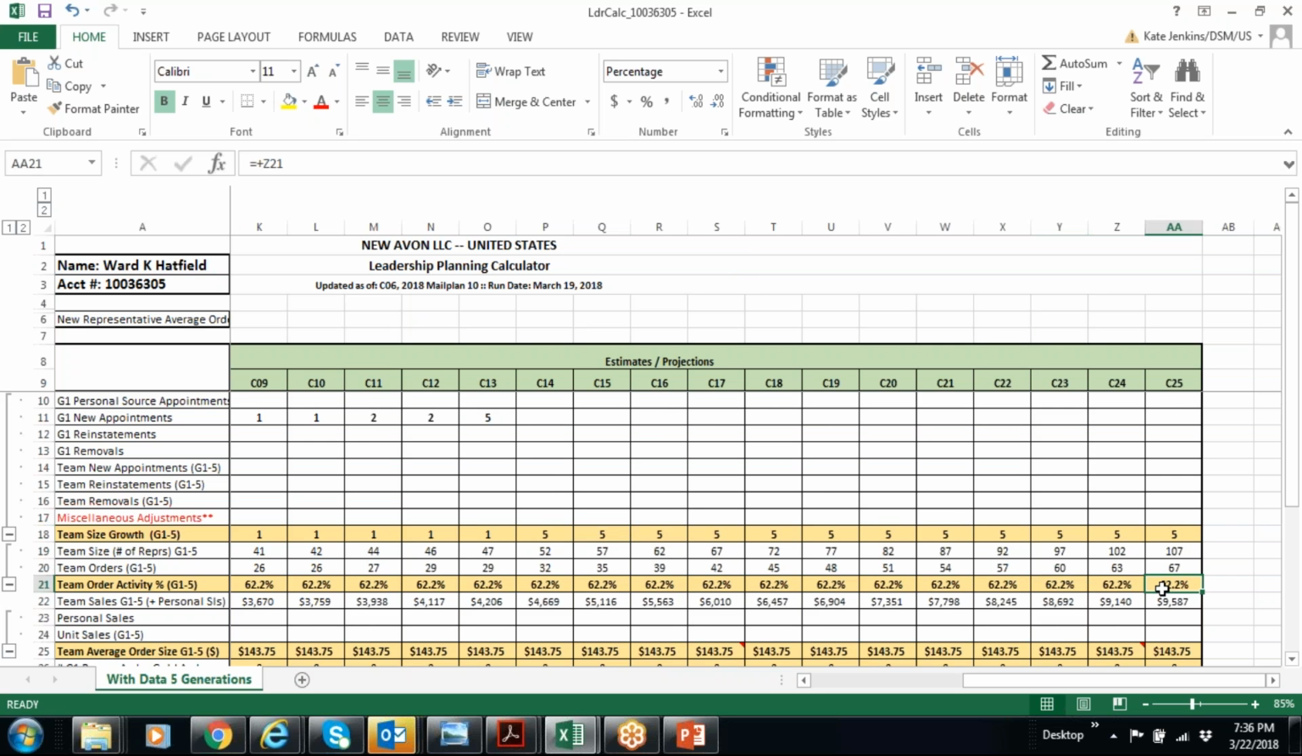And if you were sitting at 65% activity, you'd be at 10,000 in unit sales. So not only would you be a bronze leader, you'd be working your way up to silver leader. And do you guys all know how much you make on average as a bronze leader from your leadership checks? $360 a campaign. So you're sitting upwards of $750 to $800 a month just from your leadership checks.